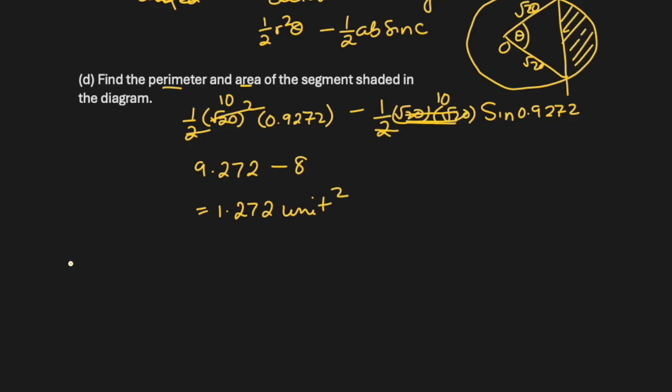Now, perimeter. For perimeter, we need to find this side, which you already know is 4. So 4 plus, we need to find the arc length, and arc length is r theta. Just multiply the angle with the radius, you get the arc. So arc plus 4 will be the answer. So 4 plus r is square root 20, and 0.9272 is the angle. Let's see what we get.